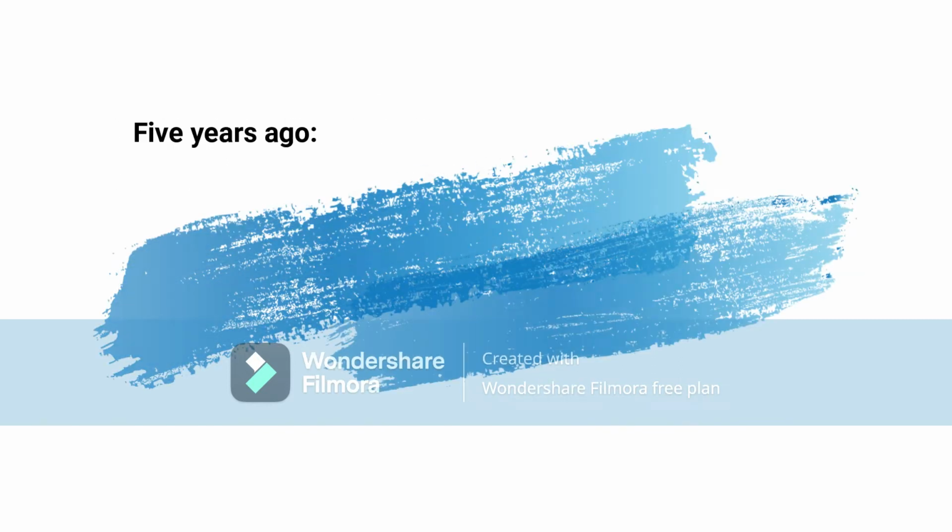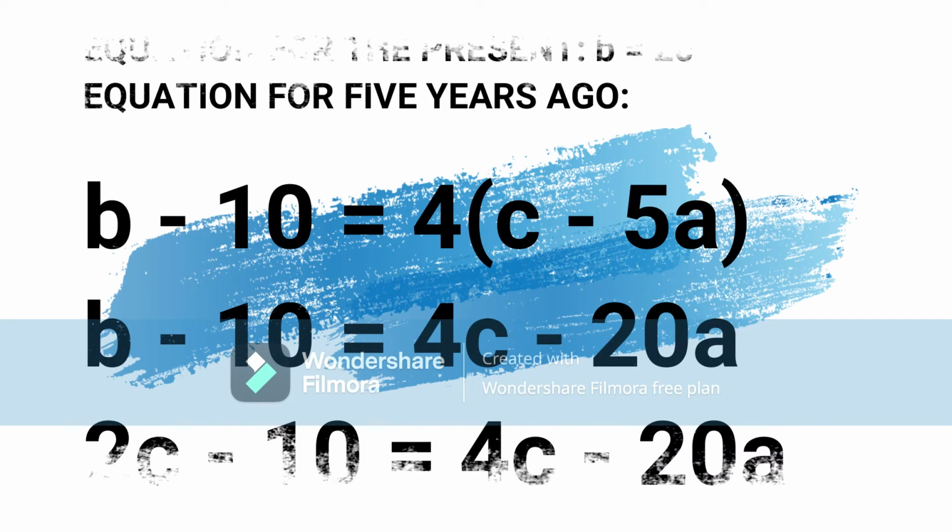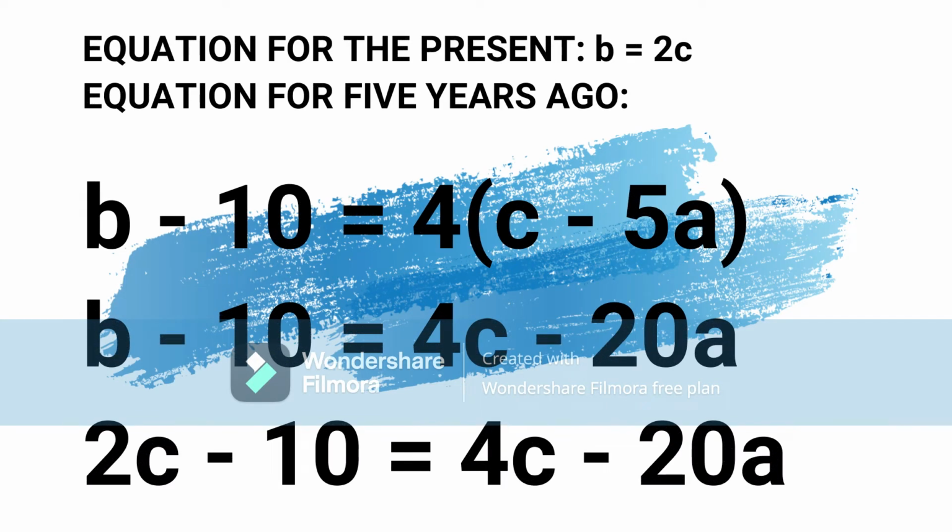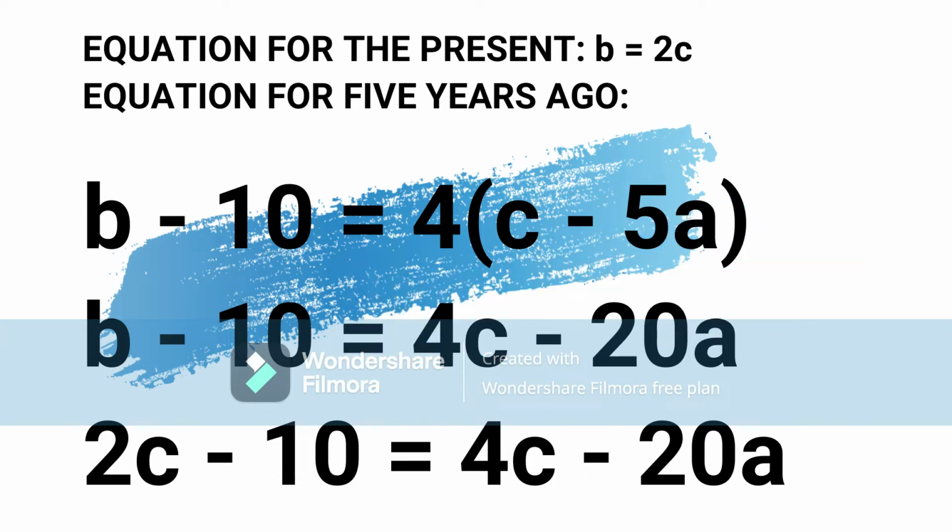5 years ago, the sum of the parents' ages was 4 times the sum of the children's ages, so B minus 10, which is 5 years ago from each parent, is equal to 4 multiplied to C minus 5A. We will now have B minus 10 is equal to 4C minus 20A. Now to simplify, we substitute the value of B to 2C from our previous equation to get 2C minus 10 is equal to 4C minus 20A.